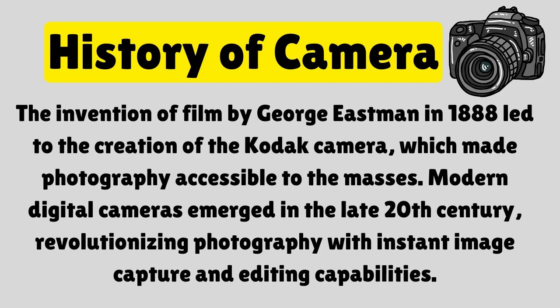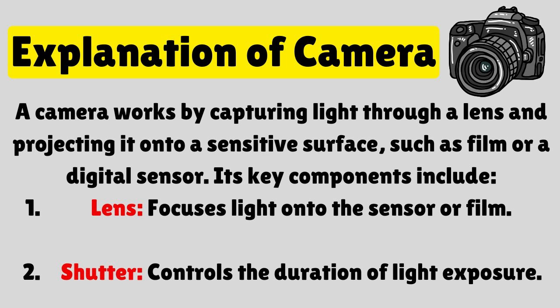The invention of film by George Eastman in 1888 led to the creation of the Kodak camera, which made photography accessible to the masses. Modern digital cameras emerged in the late 20th century, revolutionizing photography with instant image capture and editing capabilities. A camera works by capturing light through a lens and projecting it onto a sensitive surface, such as film or a digital sensor.